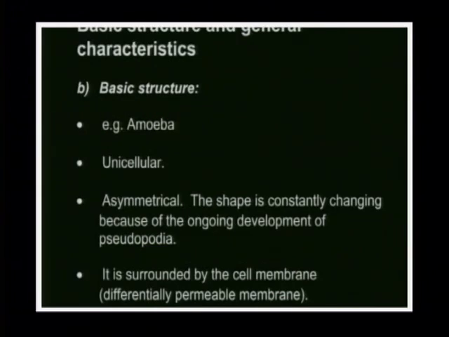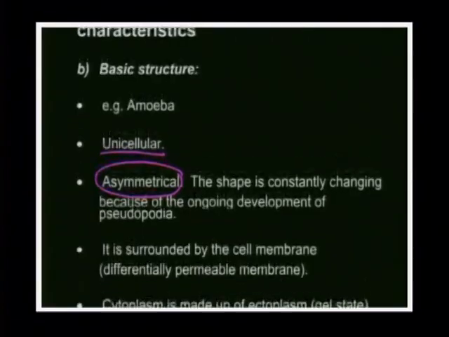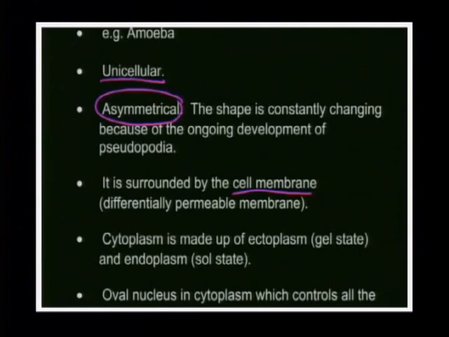Looking specifically at our amoeba, remember that it is unicellular. A word that we use to describe it is asymmetrical. Now, asymmetrical is that it is never really in the same shape. Because it's constantly making those false feet, it changes its shape all the time. As a result, we describe it as asymmetrical. It is always surrounded by a cell membrane, and remember, a differentially or semi-permeable membrane, because this is what is going to allow the water to flow in, that it has to use that special vacuole to get rid of.